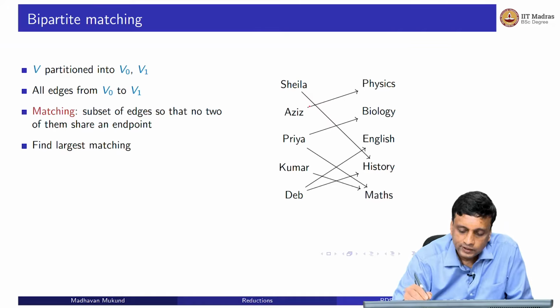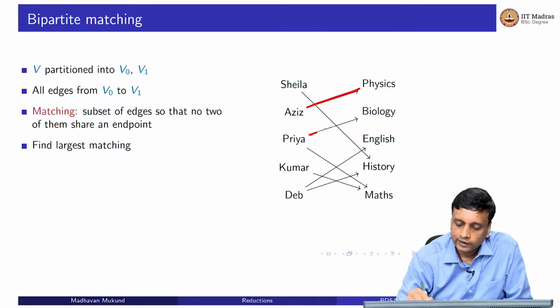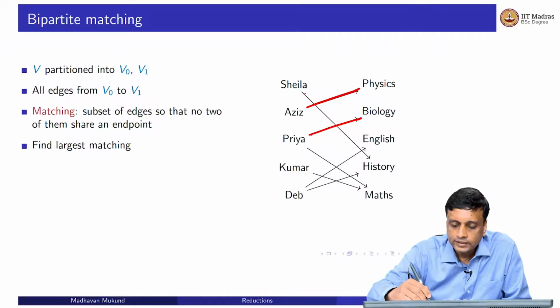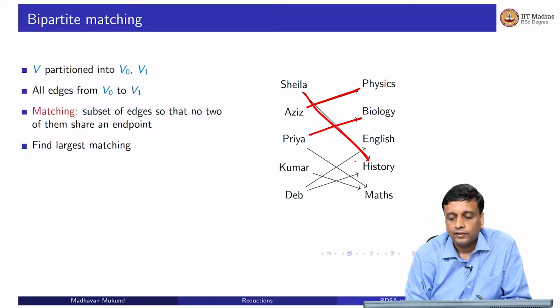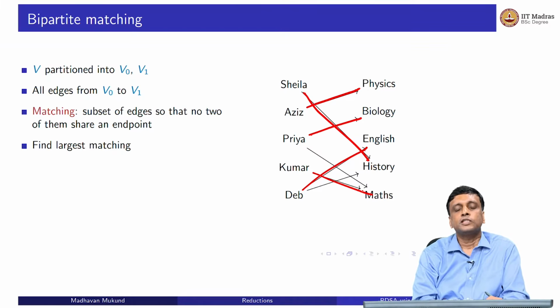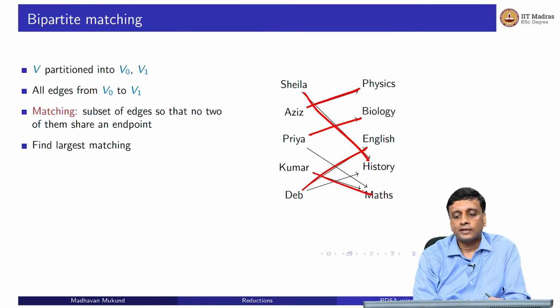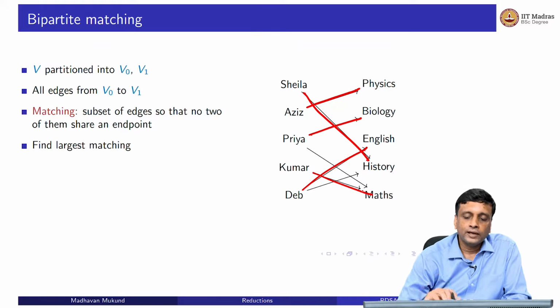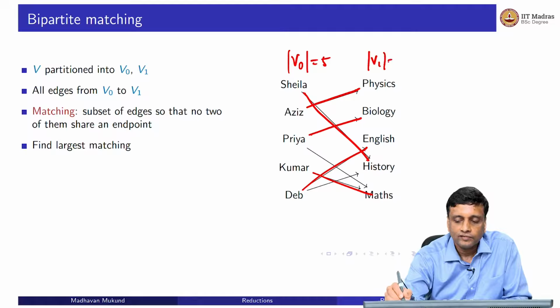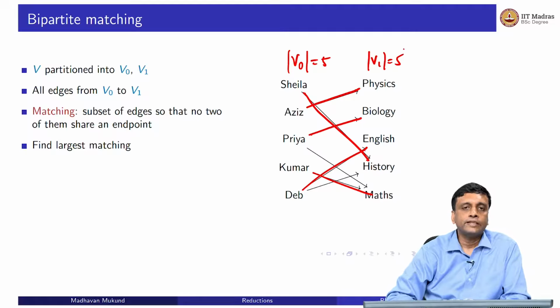So here, for instance, you could construct a matching. Aziz can only teach physics, Priya can only teach biology. And now you have to make a choice. Sheila can only teach history, so you should allocate history to Sheila. And once you have allocated history to Sheila, then you should give English to Dev. And finally, Priya has already got biology, so Kumar should get maths. So this now becomes a largest matching, in which every teacher has got a course and every course has got a teacher. If you have an equal number of things on the left hand side, so here the size of V0 is 5 and the size of V1 is 5, then you can hope to match everything on the left by everything on the right.